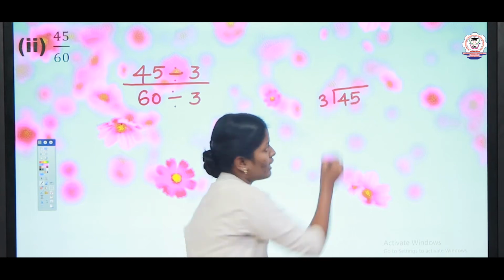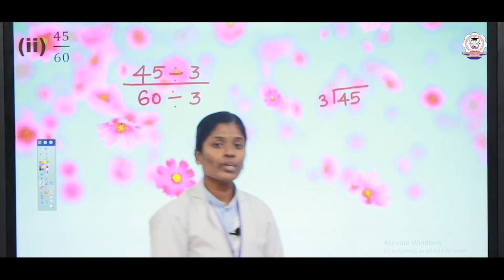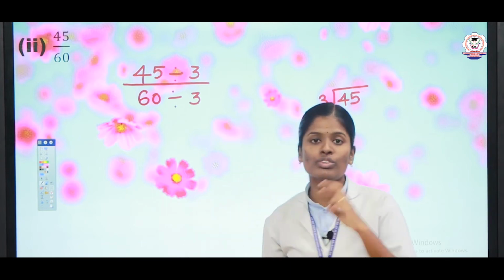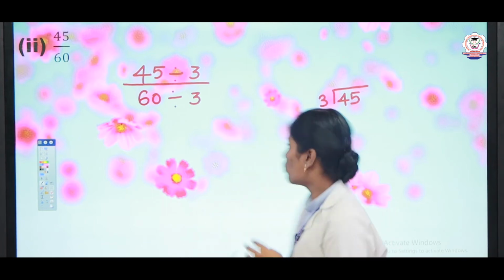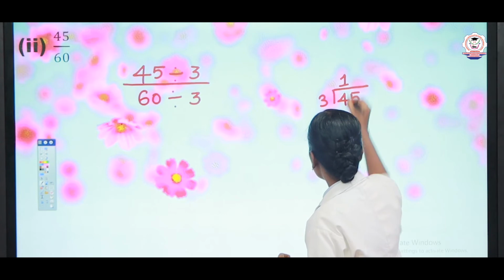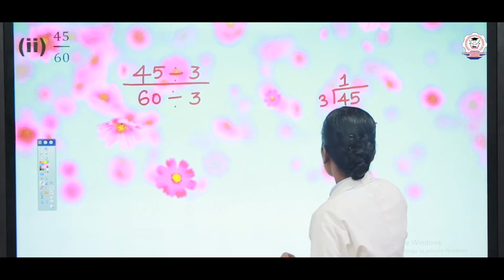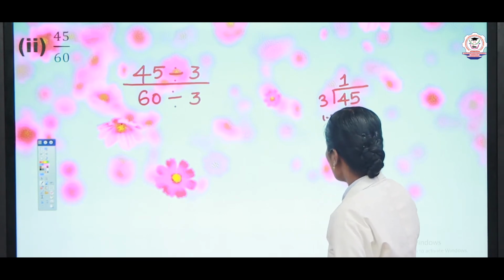45 divided by 3. So, 1 3s are 3, 2 3s are 6. Take 1 3s are 3. So, 4 minus 3, the answer is 1. Then you should bring down 5.